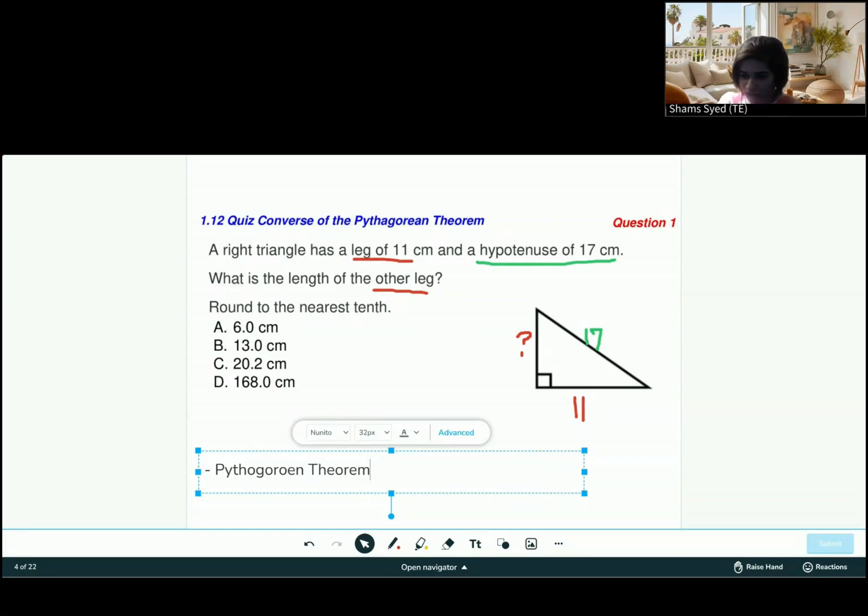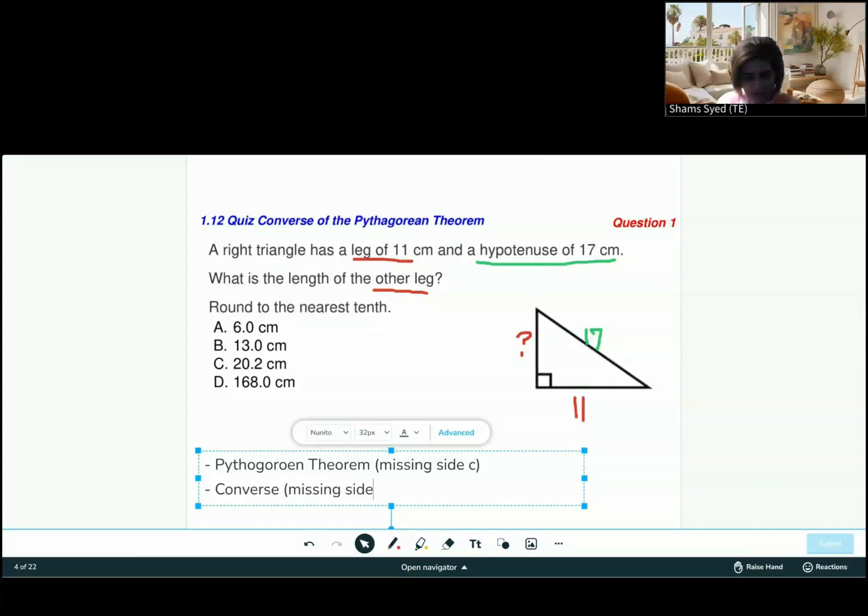That is when we wanted to find sides. We wanted to find the longest side called side C. We were finding hypotenuse for missing side C. And another formula that we used was the converse formula. We use the converse formula when one of the legs is missing. When we are missing side A or B.